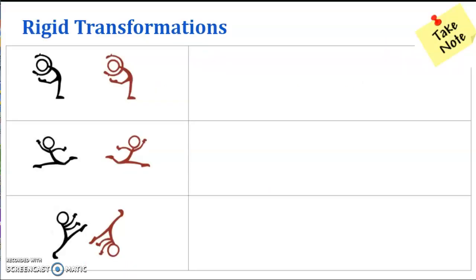So going back to our slides, you're going to take notes here. We are going to be exploring the three transformations that we just talked about. The first one is translation. Translation is where you are shifting or sliding the image. Do you see the image of the two dancers here?